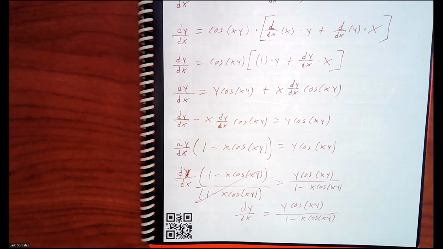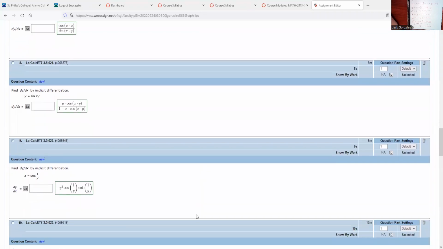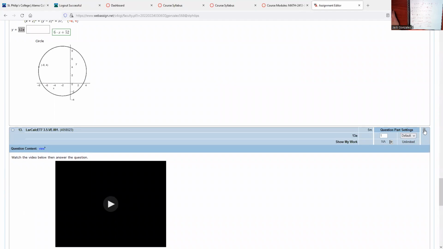Okay. That's pretty much it for 3.5. It's going to keep repeating itself. The derivatives might be a little harder. Let me get rid of this guy.